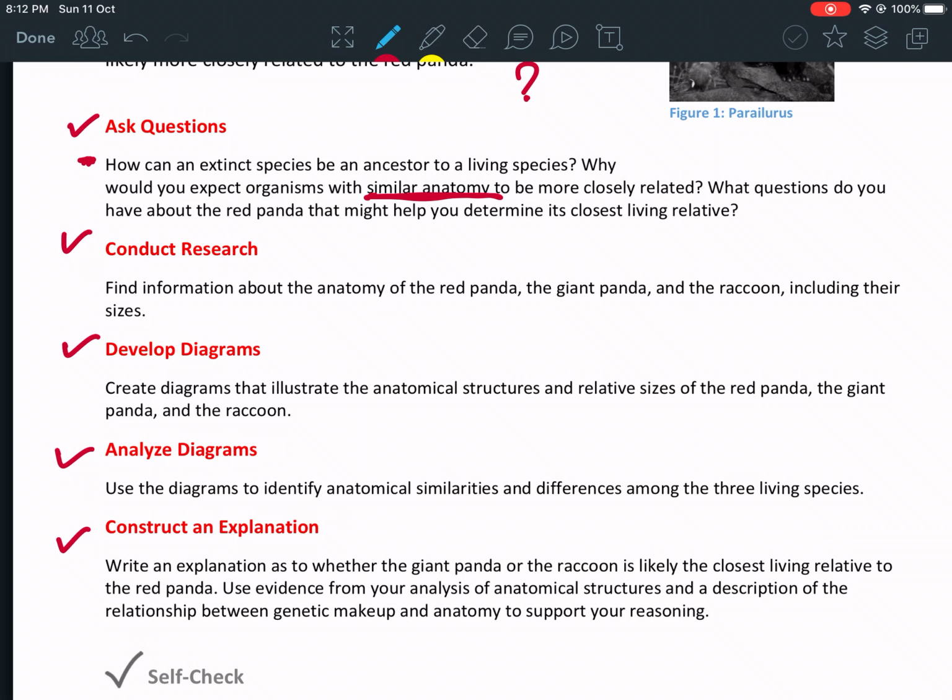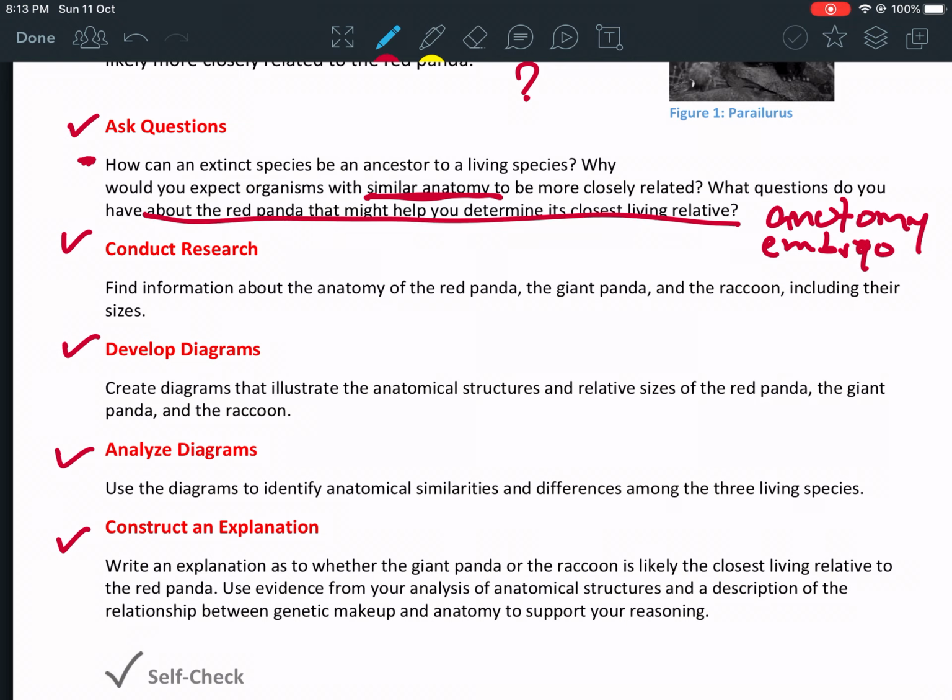Remember the 5 evidence? So you might use these, like similarities in anatomy. Go back to the PowerPoint and check the evidence of common ancestry. So similarities in anatomy, we have the embryo. Remember all of those? So check and answer that question here. Okay, and then second, conduct research.